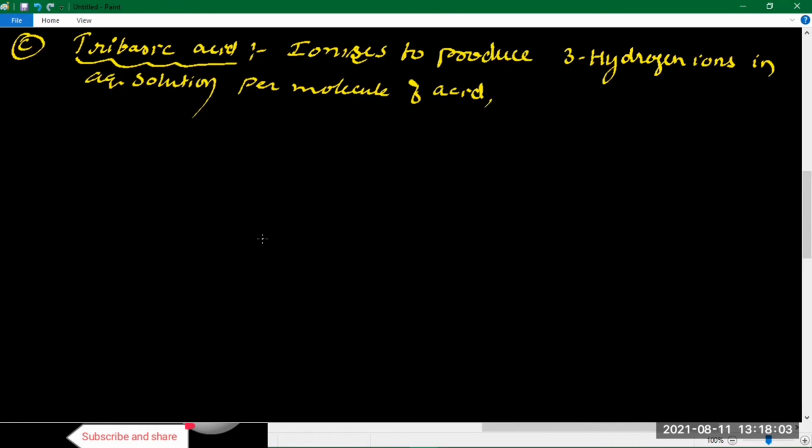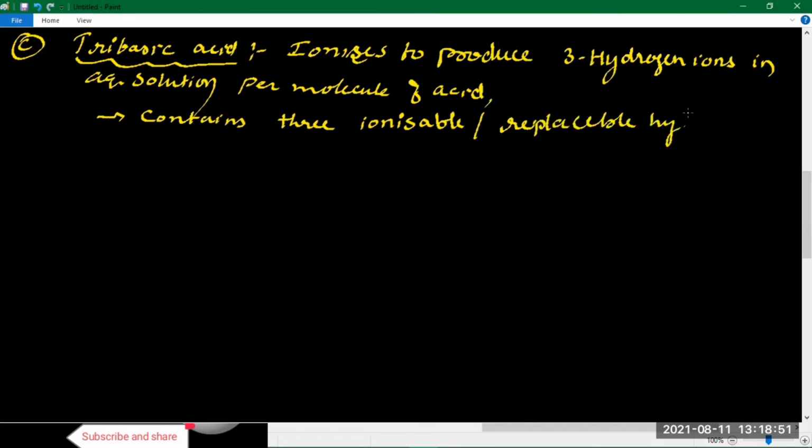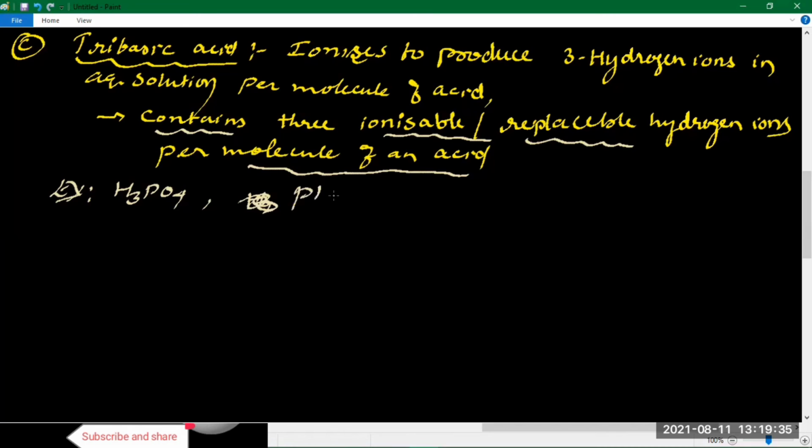Tribasic acids are the acids which ionize in aqueous solutions to produce 3 hydrogen ions per molecule of an acid. They contain 3 ionizable or replaceable hydrogen ions per molecule. Example, phosphoric acid H3PO4, and 1 molecule of phosphoric acid ionizes to produce 3 hydrogens in 3 different steps.